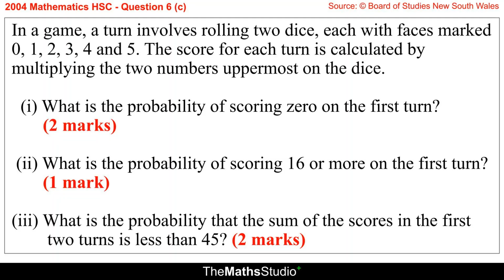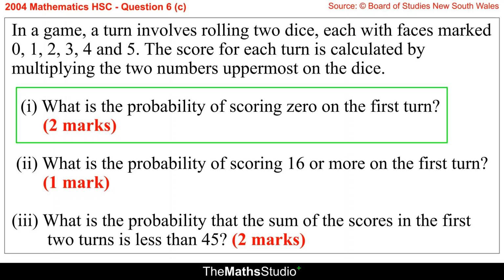Question 6, Part C. In a game, a turn involves rolling 2 dice, each with faces marked 0, 1, 2, 3, 4, and 5. The score for each turn is calculated by multiplying the two numbers uppermost on the dice. Part 1. What is the probability of scoring 0 on the first turn?